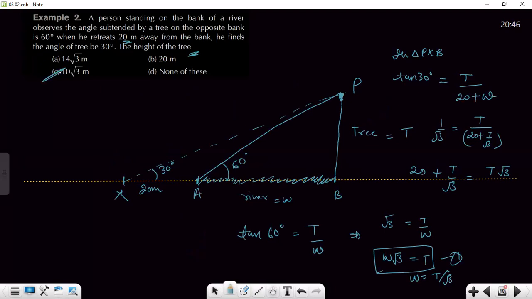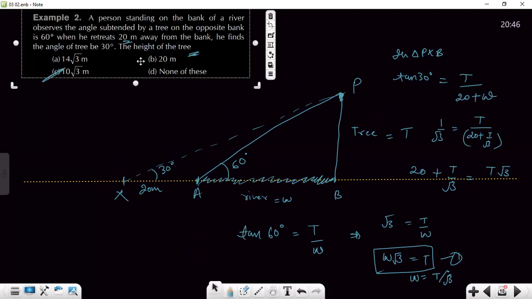Clear? Are there any doubts? Any doubts?